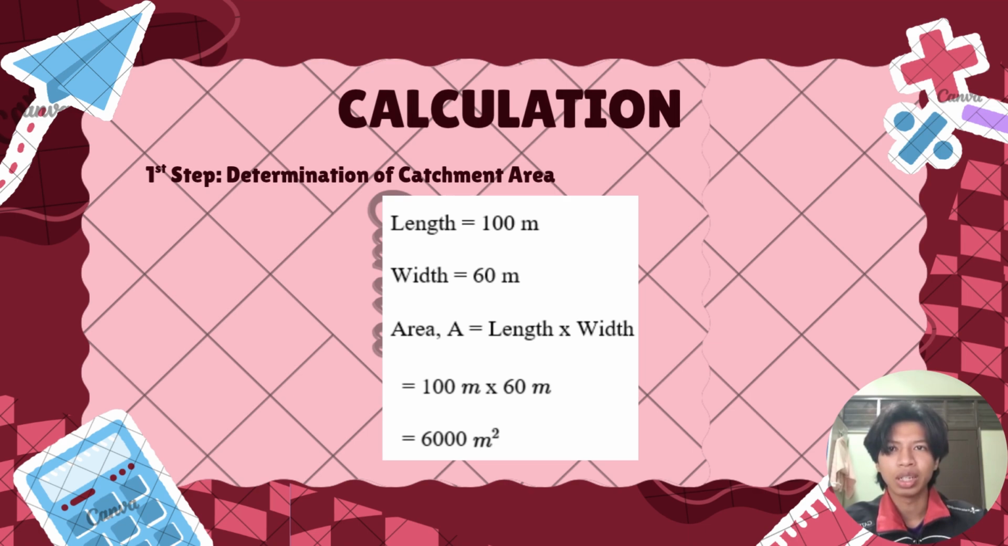To calculate the area, we apply the basic area equation. Area equals length multiplied by width. Therefore, the total catchment area is equal to 100 multiplied by 60, which gives 6,000 square meters. This value represents the total surface area that receives rainfall and contributes to stormwater runoff generation.